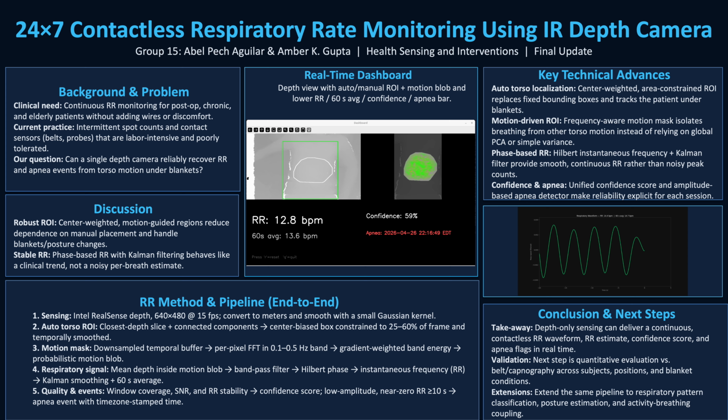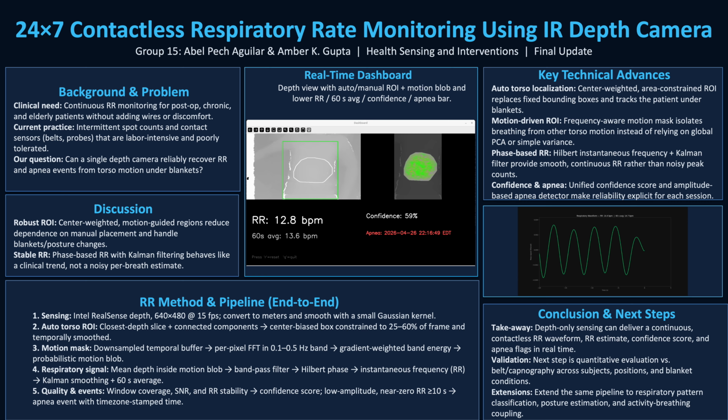This phase-based RR idea is similar to Hilbert approaches used in ballistocardiography and other physiological signals. We convert frequency to RR in BPM, smooth it with a Kalman filter, and also compute a 60-second moving average as a trend, as a clinician would recognize.